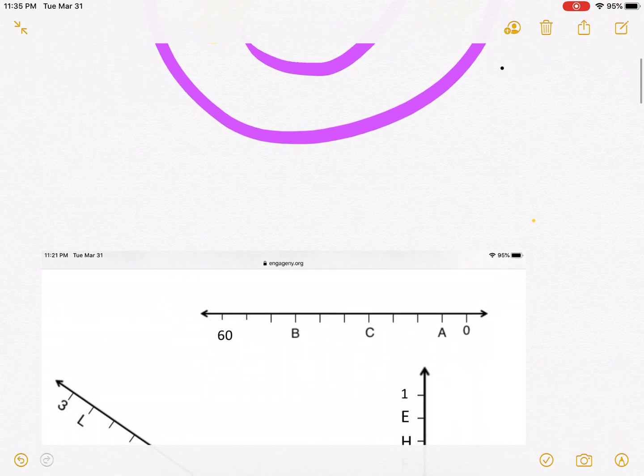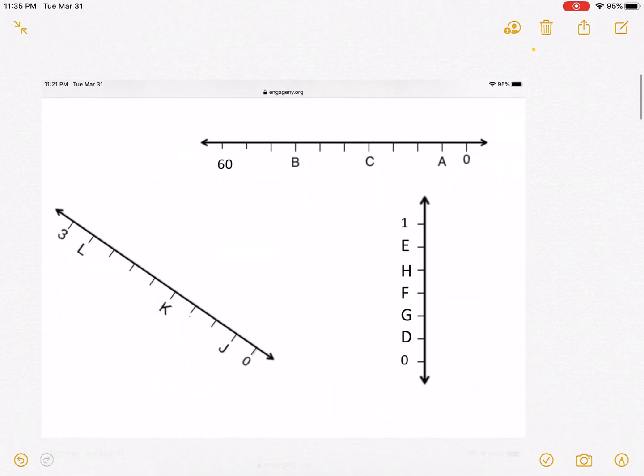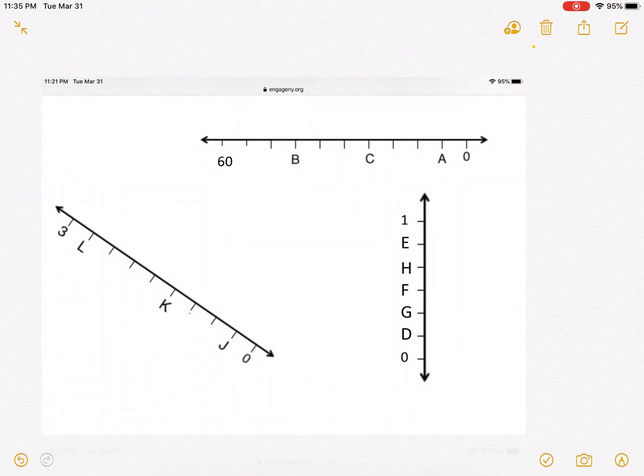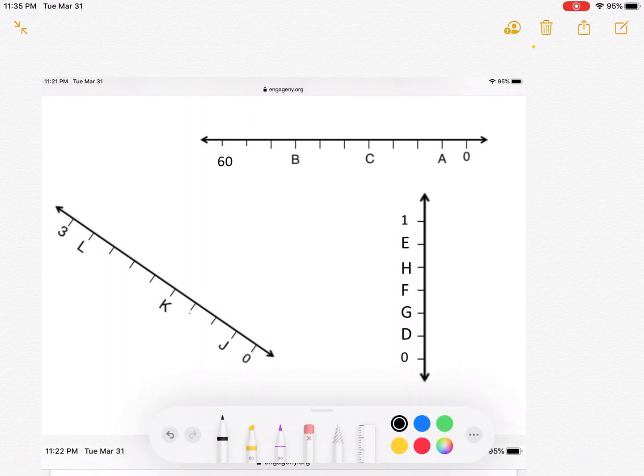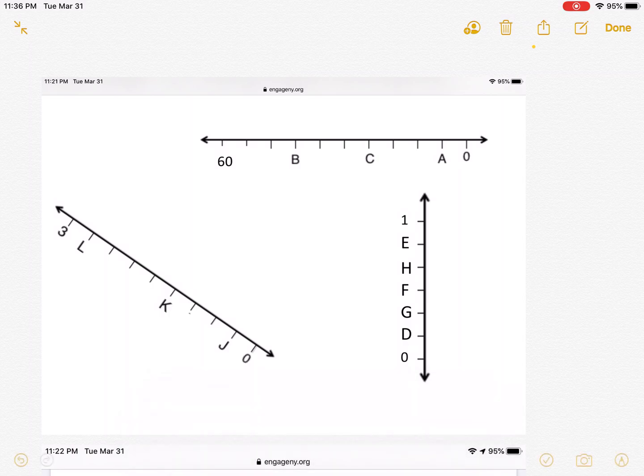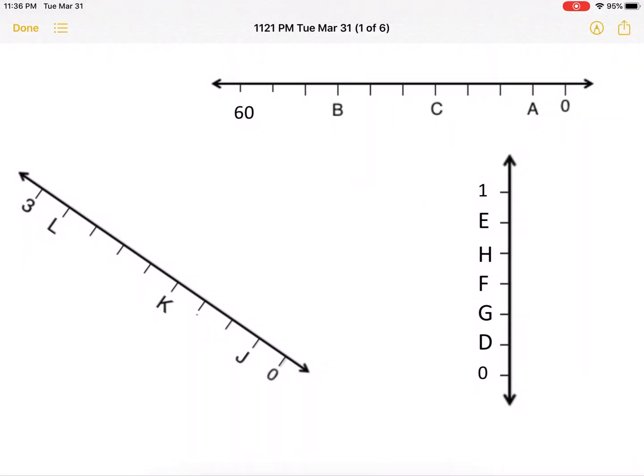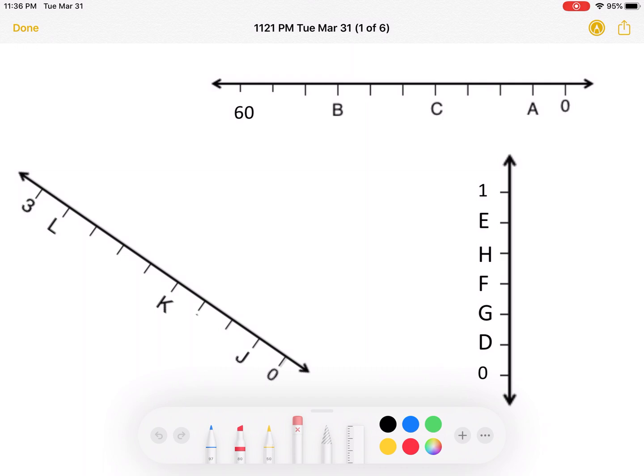Okay, let me see if I can move the page down. I want to start off with analyzing a few number lines here. Let's take a look at the number lines, and I'm using a new pen here, and see if we can determine the value of the letters.